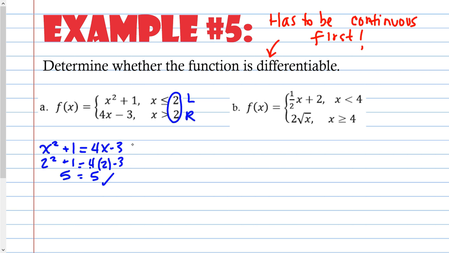So now I'm going to see if it's differentiable. Now, for differentiability, I need the derivative. I currently do not have the derivative. I have the piecewise function, the original. So we're going to have to derive it. So x squared plus 1 becomes 2x. 4x minus 3 becomes 4. And we are still looking at x being less than or equal to 2 and x being greater than 2.